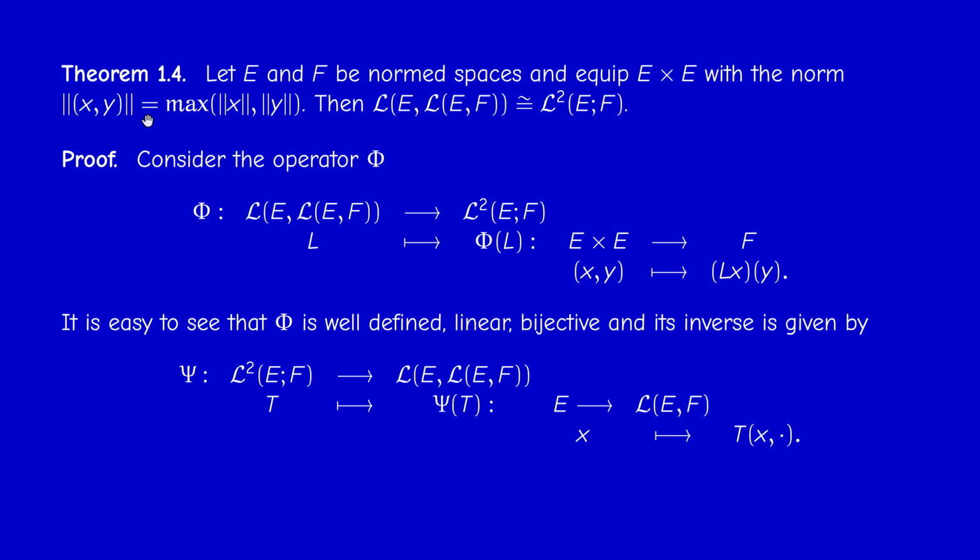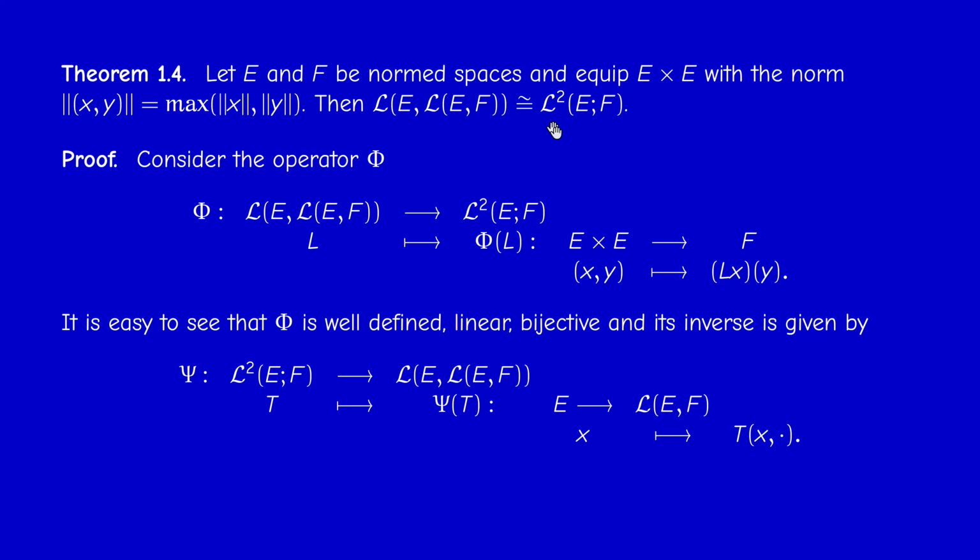But I have to warn you that if we take another norm on E times E, we don't necessarily have an isometry. We may have just an isomorphism. So it's important to take this maximum norm, as we shall see now, in order to obtain an isometry. But actually, an isomorphism is also good. If we take another equivalent norm here, we'll just get an isomorphism, which is fine in order to identify this space with this space.